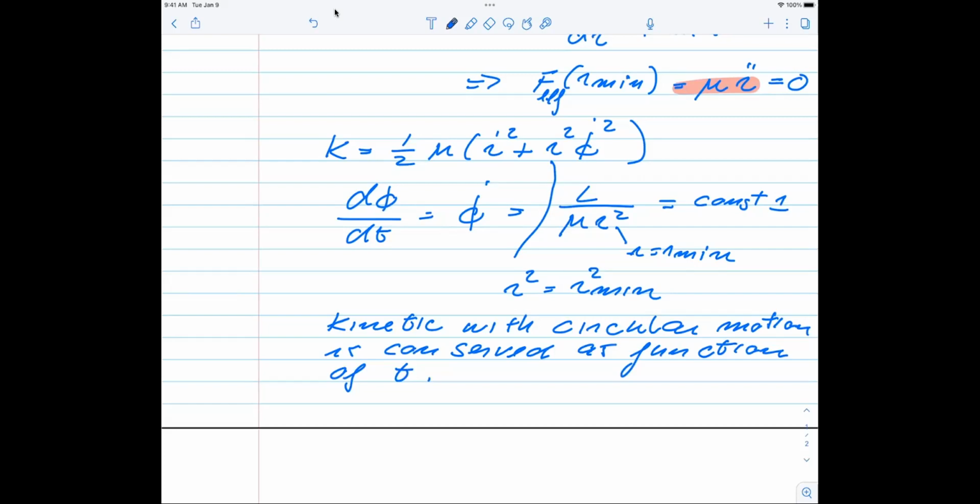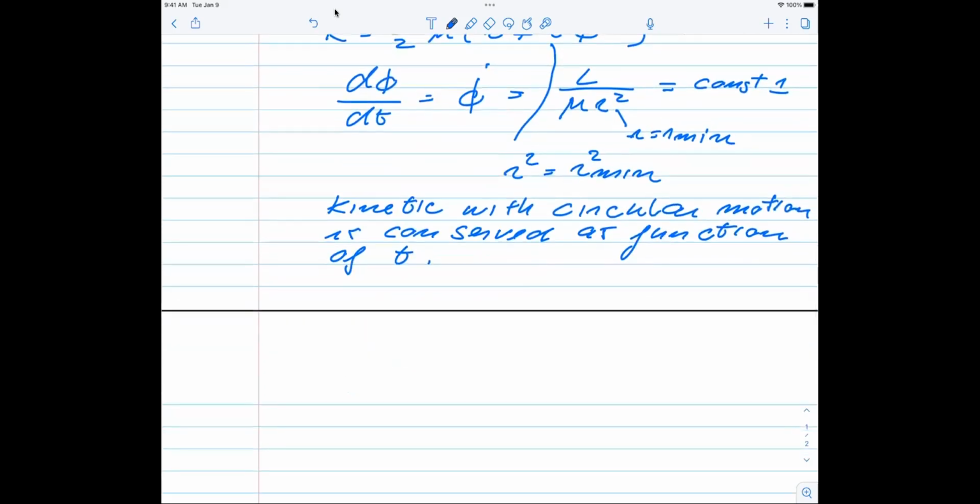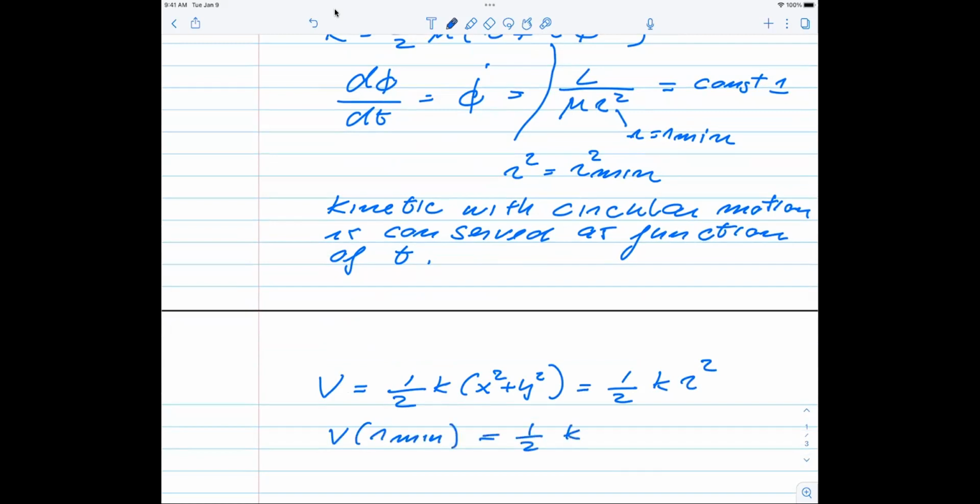Now, if I then go back to the potential energy, in this specific case, since I have the harmonic oscillator, that was given by 1/2 this constant k, and then I have x squared. We were looking at the harmonic oscillator in 2 dimensions, and I have 1/2 of k r squared, and I obviously calculate this at r min. So this is actually given by 1/2 of k r min squared.